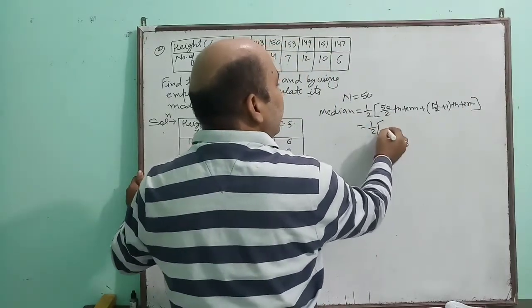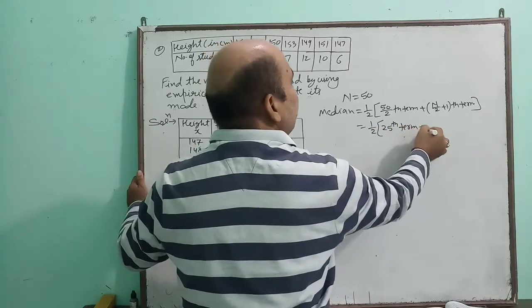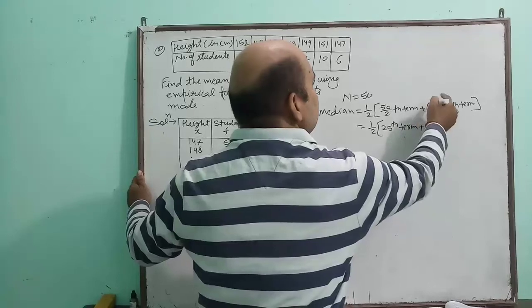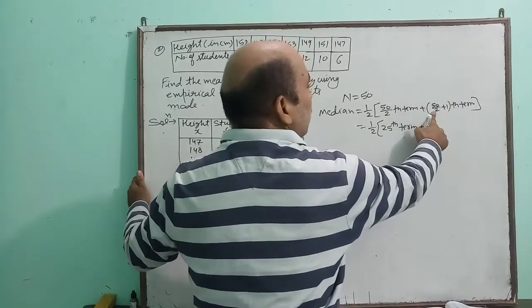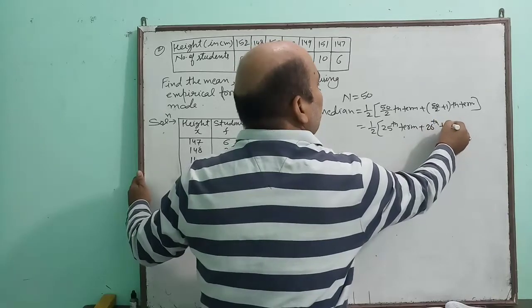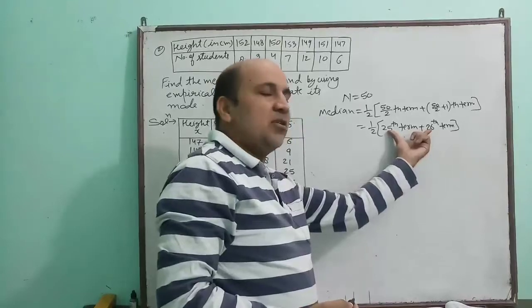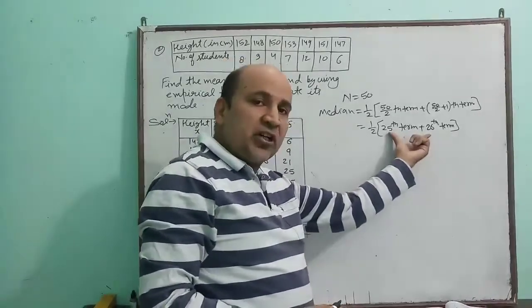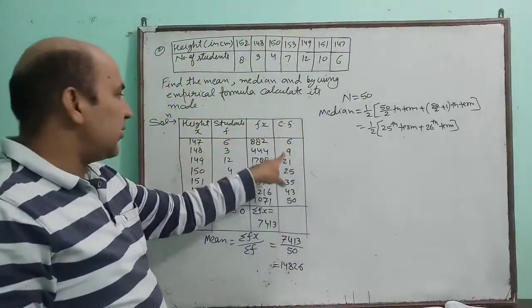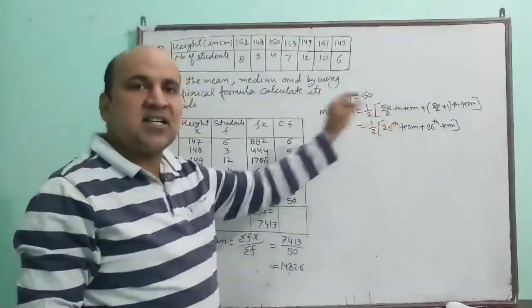Now 50 by 2 means 25. So the 25th term. This is 50 by 2, 25 plus 1, this is the 26th term. So we will not add this 25 and 26 because these are the terms. In our cumulative frequency, we will see where is the 25th and 26th term.